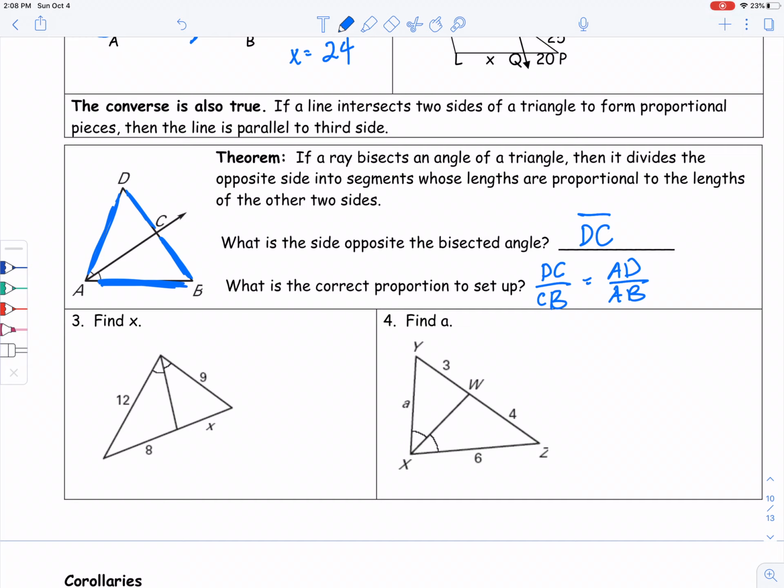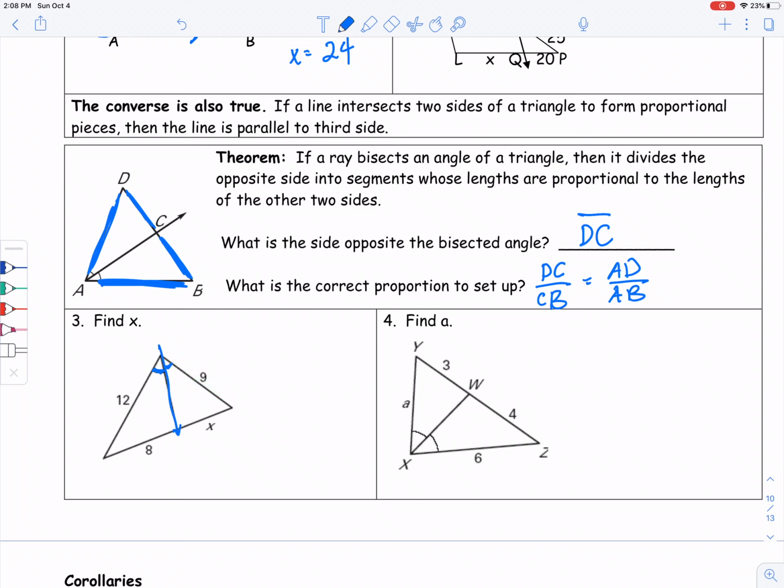So we can see that this only works with an angle bisector. So here, example number 3 shows that we have two congruent angles, meaning that they are congruent, and this is a bisector. So we have proportional parts. Again, I'm going to put these two, the ones that are split, into one ratio, and I'm going to set it equal to the other side as a ratio.